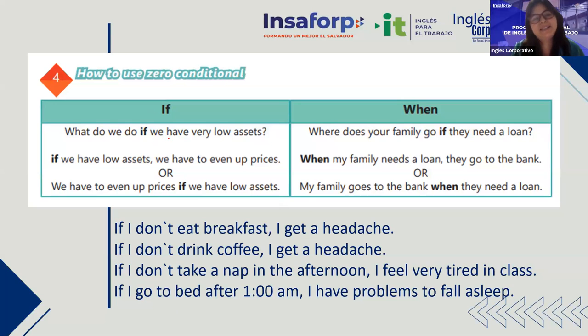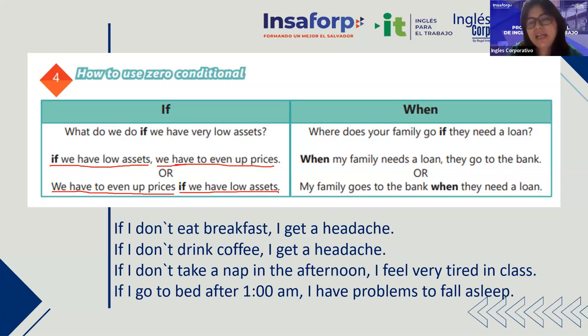When we use present and present, ¿sí? Un conditional está formado por dos cosas. Uno, lo que le llamamos la if clause, ¿verdad? Y lo otro, lo que le llamamos result. Y aquí se puede dar un orden diferente, pero si usted le cambia el orden, se lleva toda la oración completa. Este es mi if clause y este es mi result. Puedo cambiar el orden y llevarme todo el result para el principio. We have to even up prices. Y después poner el result.